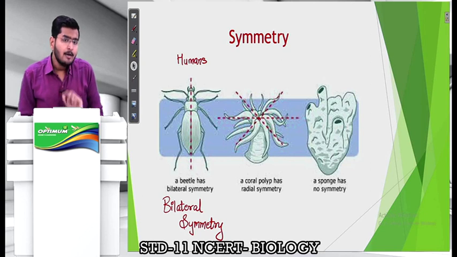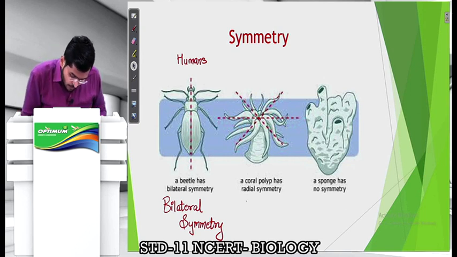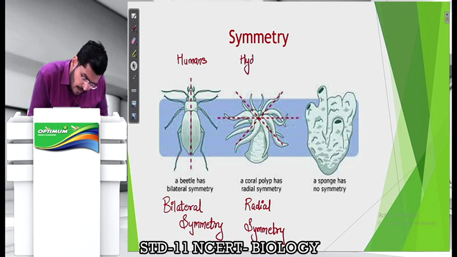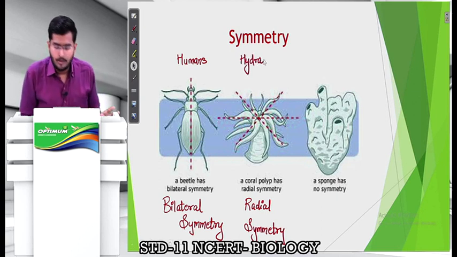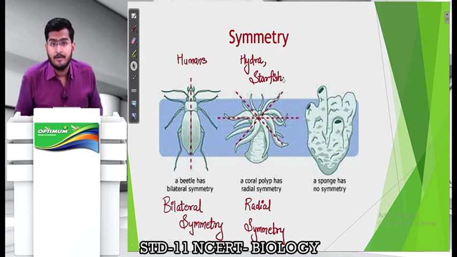Now if you cut an organism along any axis, along any plane, and you get 2 equal halves, then you are going to call it as radial symmetry. What do you call it? You call it as radial symmetry. So you can find this in organisms like Hydra. I'm sure that you have learnt about Hydra in your lower classes, and I'm also sure that you have heard about starfish. So all this show radial symmetry, which means that you cut them along any axis, along any plane, you are going to get 2 equal halves. So ऐसे symmetry को हम बोलते हैं radial symmetry.